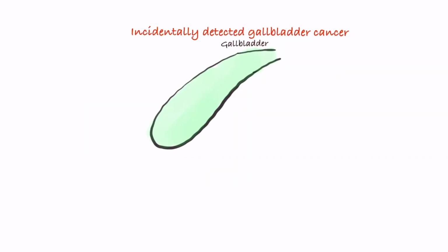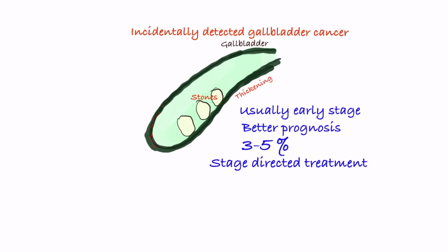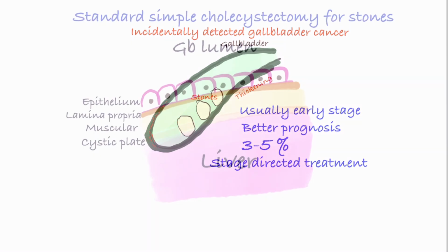Incidentally detected gallbladder cancer is when cholecystectomy is planned for gallbladder stones and there is no suspicion of malignancy on pre-op workup, but histopathology comes out to be malignancy. This group usually comprises early-stage tumors, hence better prognosis. It occurs in less than 5% of all cases of gallbladder cancer. Treatment is dependent on stage of tumor.